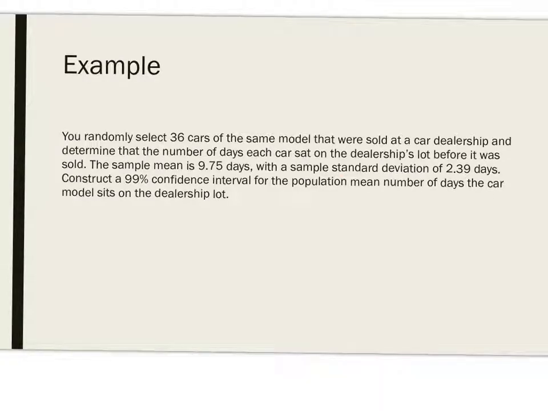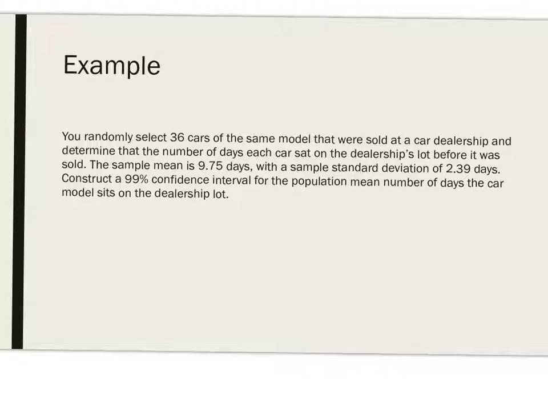So here's our example. It says you randomly select 36 cars of the same model that were sold at a car dealership and determine the number of days each car sat on the dealership's lot before it was sold. The sample mean is 9.75 days with a sample standard deviation of 2.39 days. Construct a 99% confidence interval for the population mean number of days the car model sits on the dealership lot.